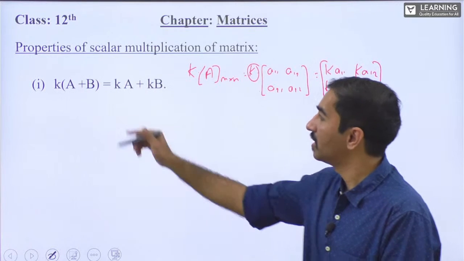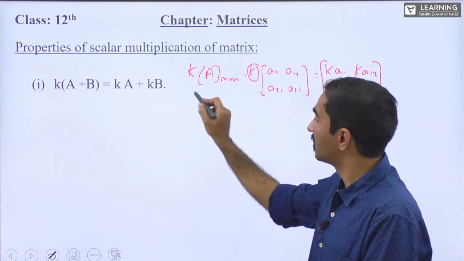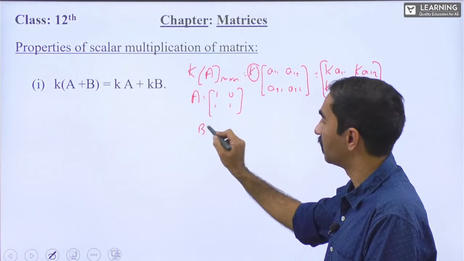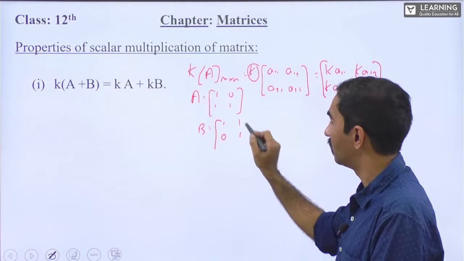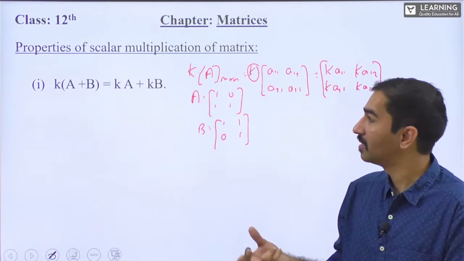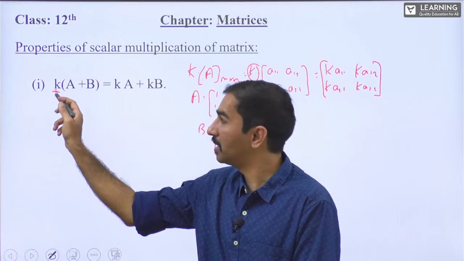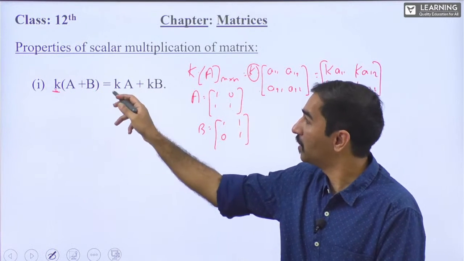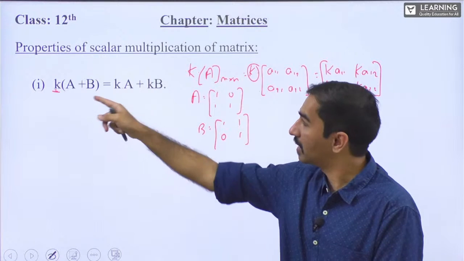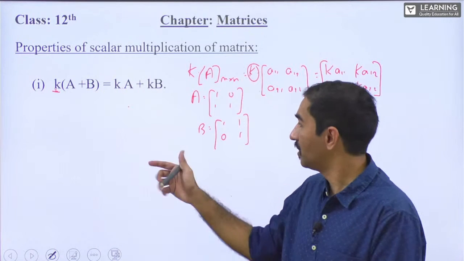The very first one is, if K is multiplied to the sum of matrices, let us consider A equals [1, 0; 1, 1] and B equals [1, 1; 0, 1]. If you add these two matrices, you will get a sum matrix. To that sum matrix, if we multiply a scalar K, that will be equal to what, students? Actually, K(A + B) = K·A + K·B, meaning K multiplied to matrix A and K multiplied to matrix B. Understanding?